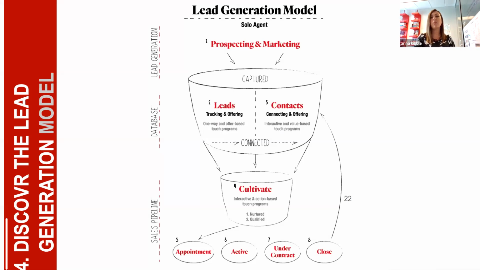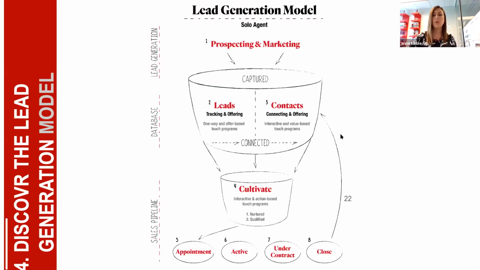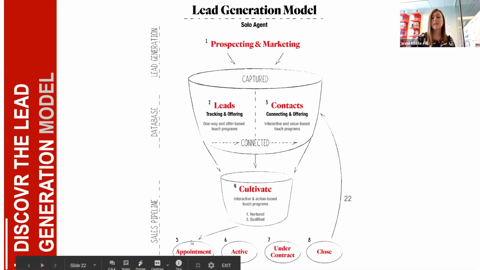And so here's kind of a brief overview of what we just covered, right? We are doing prospecting and marketing. Prospecting and marketing fill the top of our funnel. Leads become contacts. We work through them with our touch campaigns to cultivate that relationship. And that generates a buyer or seller appointment, right?